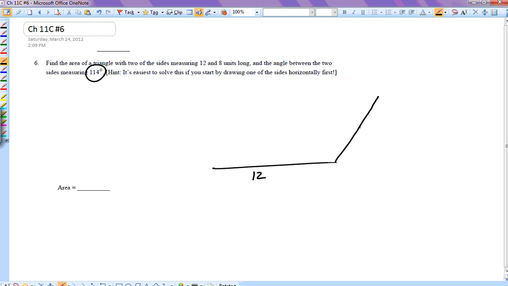Let's make it look like this. 8 here, and 114 is obtuse. Right there. And we need to find out this area.